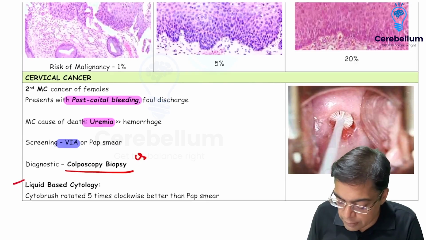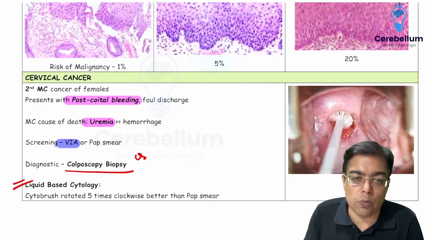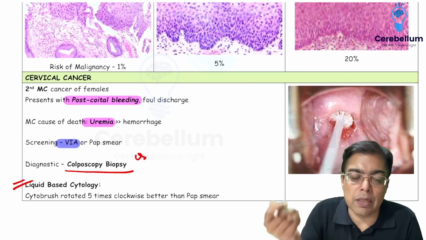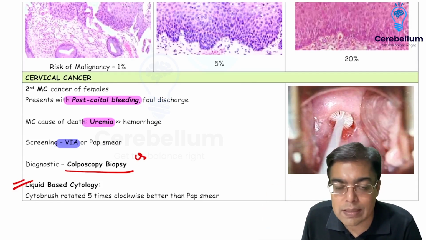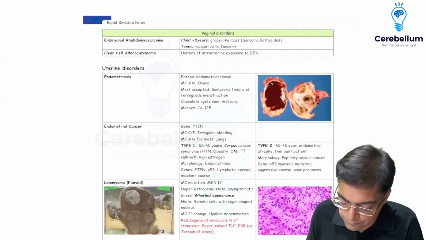And then we have the concept of liquid-based cytology, wherein the cells are taken by the cytobrush, and then they are examined for the purpose of making a diagnosis.